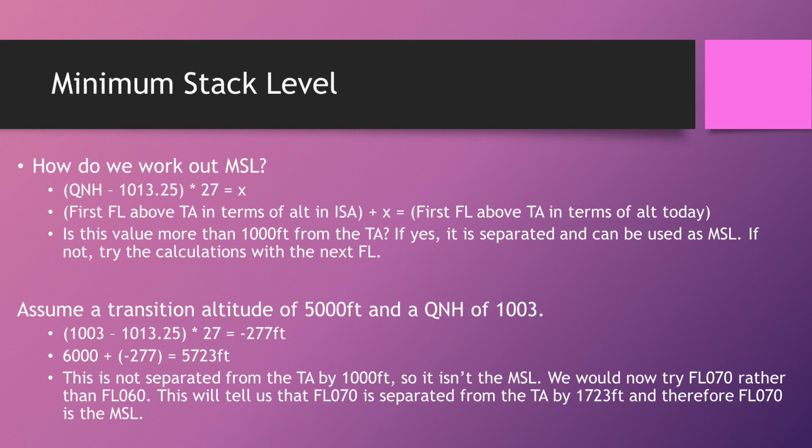As you can see, there's only 723 feet separation. That doesn't meet our requirement of 1,000, so therefore flight level 60 can't be used as the MSL. So what we would now do is go back to the formula and put flight level 70 in. So where we put 6,000, we just put 7,000. We still minus 277, so it will give us 6,723 feet. That's separated from the transition altitude by 1,723 feet, so therefore flight level 70 would be the MSL.